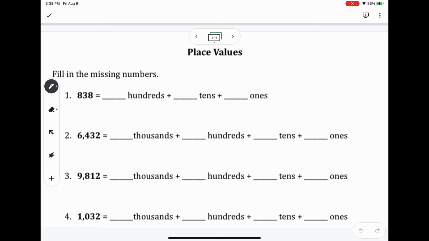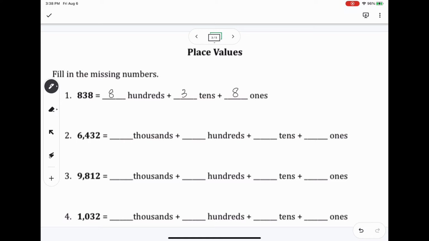Now, the second topic we're going to go over is place values. And it says fill in the missing numbers, and we're going to go over number 1 and number 2 together. So this is similar to how an expanded form looks like, but instead with these words over here. So I'm just going to go over this one quickly as well. So it says 838. And you should have it filled out as 838. It should immediately pop up in your head because 8 is in our ones place over here, 3 is in our tens place, so it goes over here, 8 is in our hundreds place.